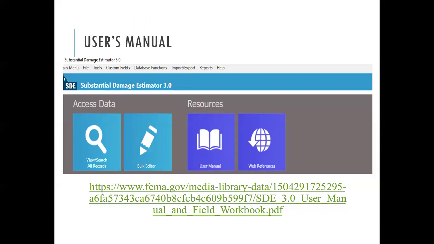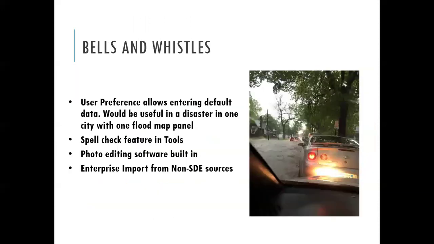Again, the user manual is in the tool, or you can find it online as well. There's some helpful features in here. Again, the default data, so that's the stuff that can be pre-populated for all of your property records. It'll be useful in a disaster if you had just one map panel, so you can pre-populate that and not have to type it in over and over. There's spell check, photo editing, and again, the enterprise import and export from other non-SDE sources.